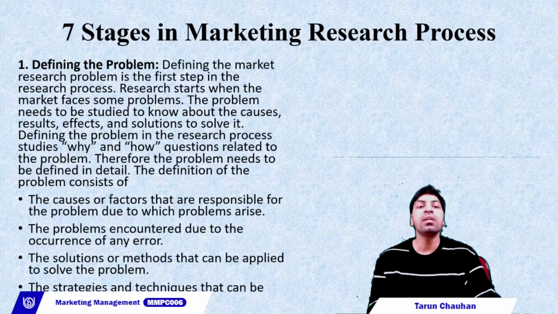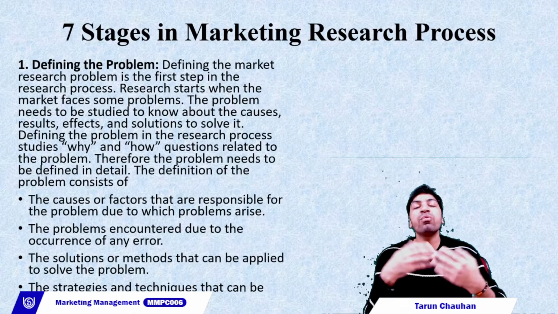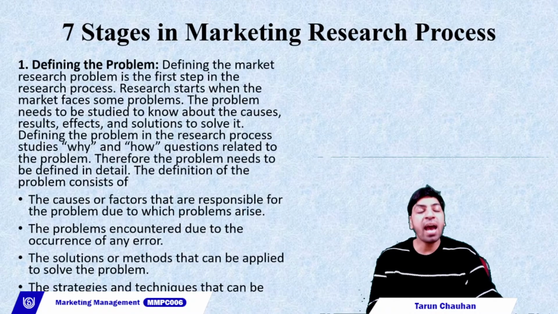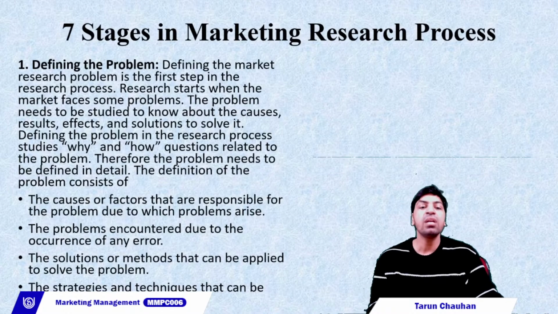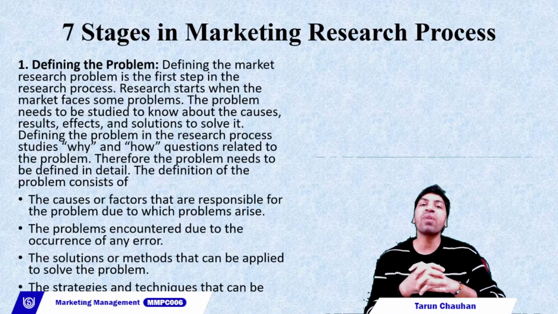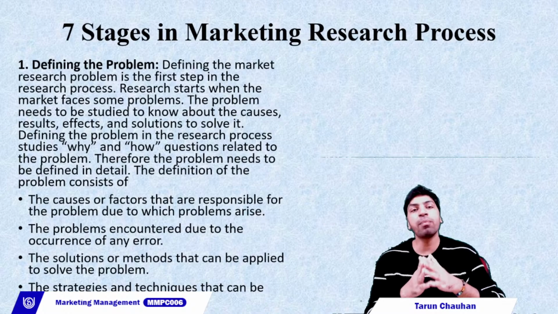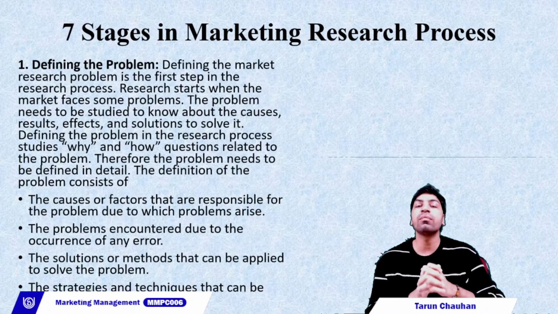The problem needs to be defined in detail, and the definition of the problem consists of four forces. What are the causes and factors or responsible parties related to the problem? Did the problems occur due to errors, and what type of occurrence of such errors? What are the solutions and methods that could be applied to solve that problem, that means the suggestions and techniques? What strategies and techniques are to be adopted further to avoid them? That is the first stage of the marketing research process.